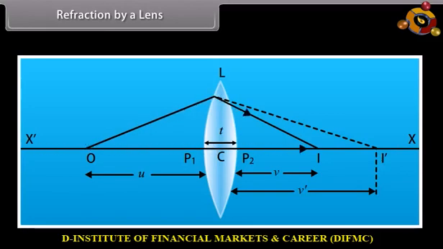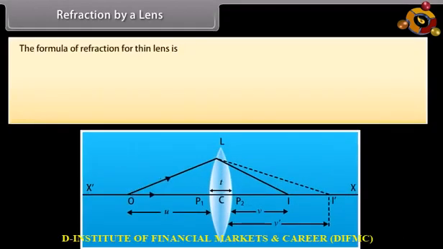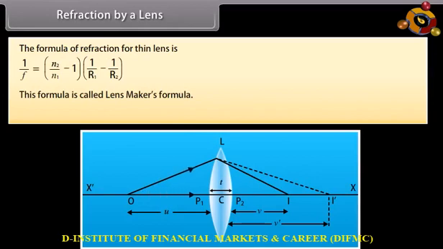O is a point object on the principal axis of the lens. The distance of O from pole P1 is U. The first refracting surface forms the image of O at I' at a distance V' from P1. The image I' acts as a virtual object for second surface, and after refraction at second surface, the final image is formed at I. The formula of refraction for thin lens is, this formula is called lens maker's formula. This formula also holds for concave lens.